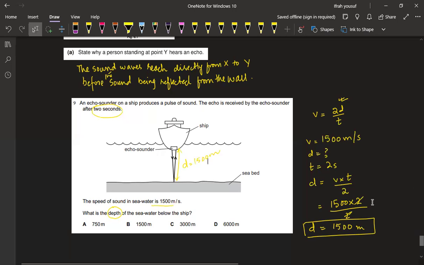So I hope the things are clear to you now, how to find the distance using the formula of echo. Clear?